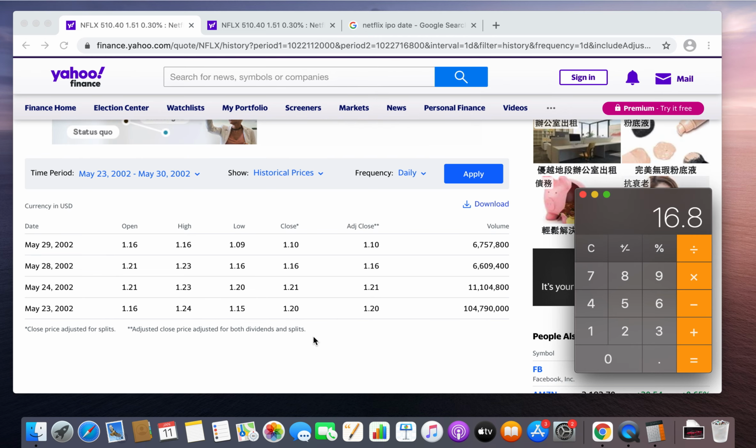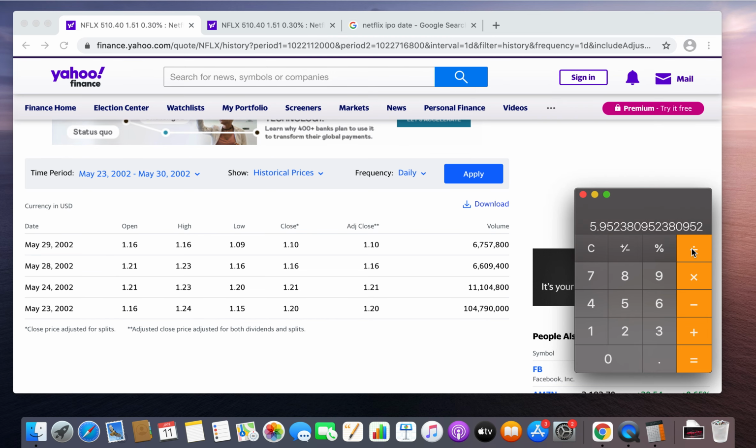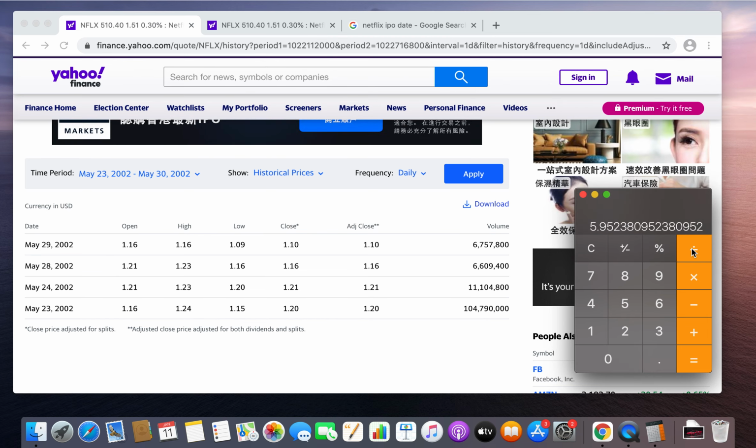So we said that the investor used $100. So you take $100 and you divide by $16.80. Sorry, $100 divided by $16.80. And then you get this number, 5.95. Okay.